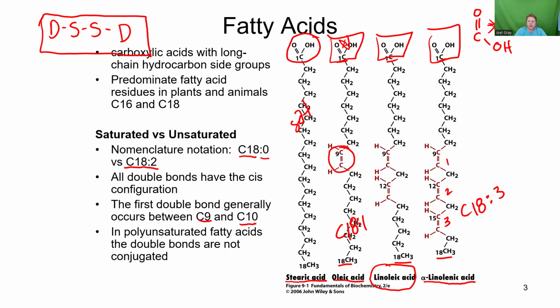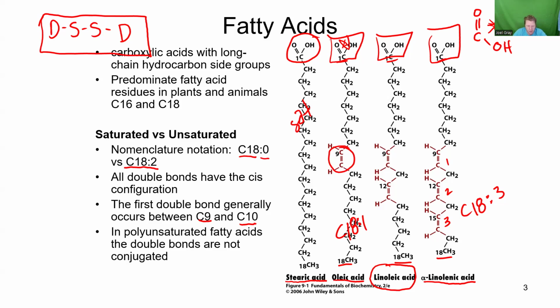Okay, now this brought up the numbering of carbons, saturated versus unsaturated fatty acids. And now what we're going to get into is another term that you've probably been exposed to.